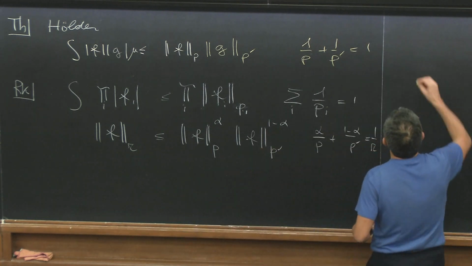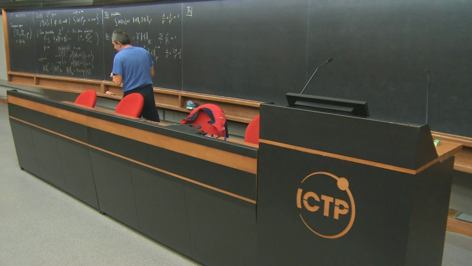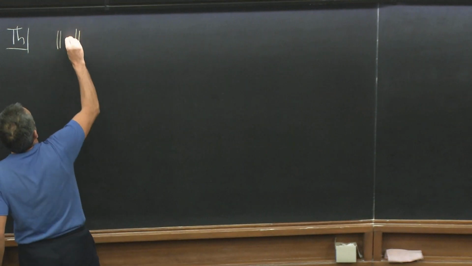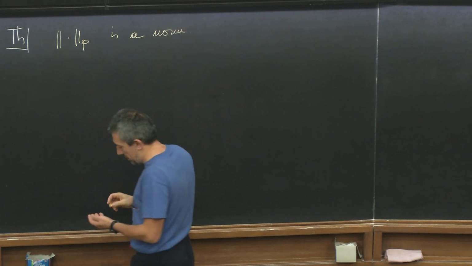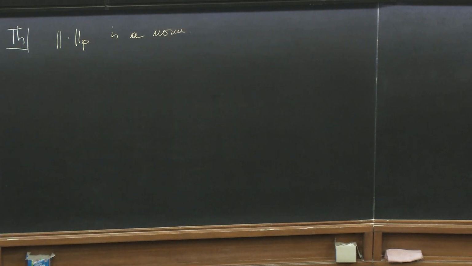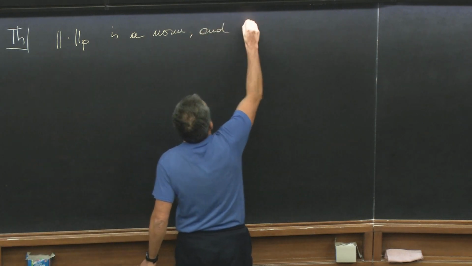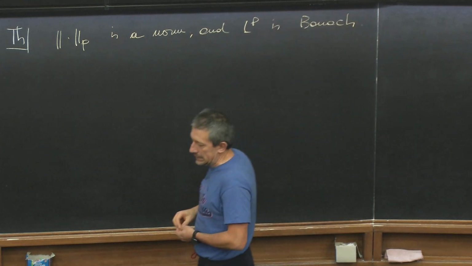Okay, so theorem now. Nothing difficult. The norm, which I call norm, is a norm. You know this? Yes, Minkowski inequality, it's a corollary of this again. Theorem: L^p is Banach. So it is complete.